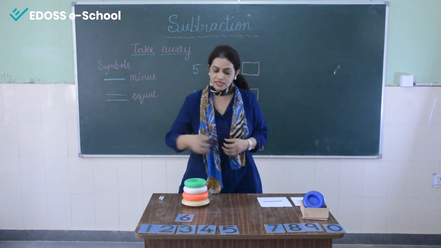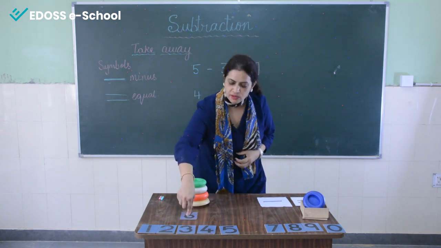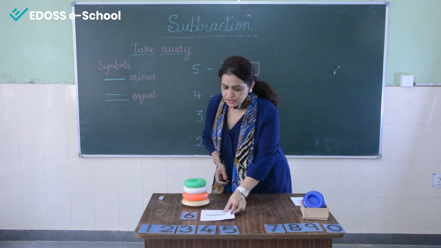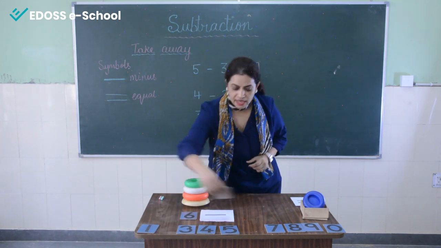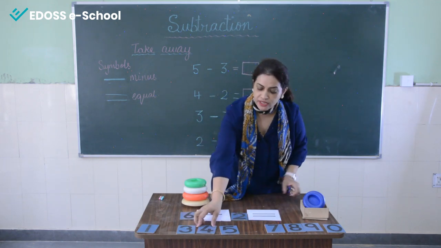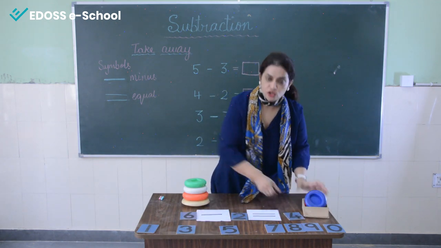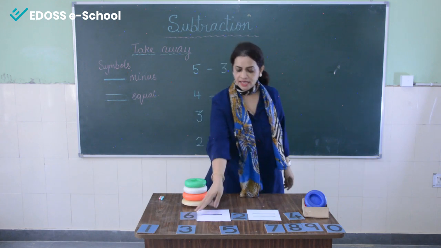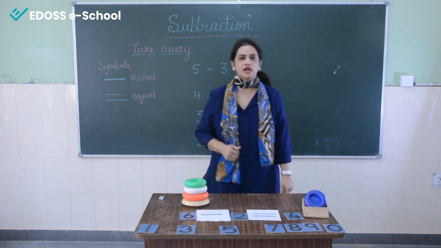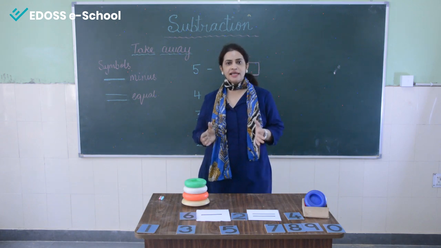So children, we can say that I had 6 rings and I took away 2 rings, and now I am left with how many rings? I am left with 4 rings. So we can read this as 6 minus 2 is equal to 4. This is what exactly subtraction is.